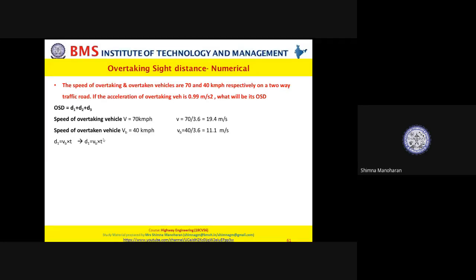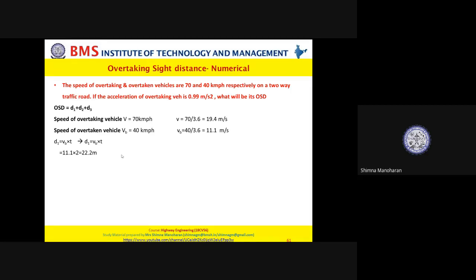What is a 2 second? It's standard, but what is the time known as? As per IRC, what is the 2 second known as? What is a small t known as? Reaction time. Very good. So T is nothing but the reaction time. As per IRC, we take T as 2 seconds.